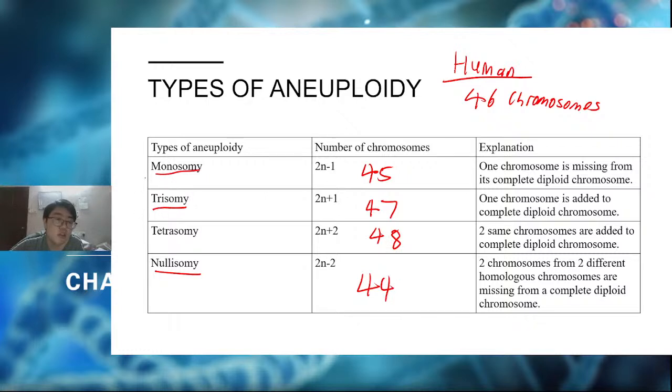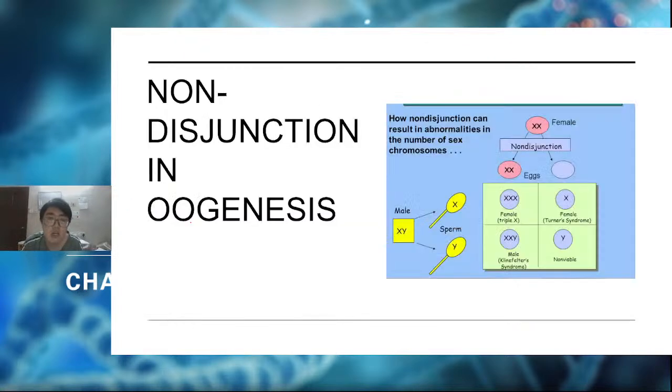But normally in human, we only have monosomy and trisomy. Tetrasomy and nullisomy are found in other types of animals. But for human, we only have monosomy and trisomy. These two are only for other animals. So if you do research in genetics, then you will know which types of animals have tetrasomy and nullisomy. Okay, so next I will proceed to the human one.